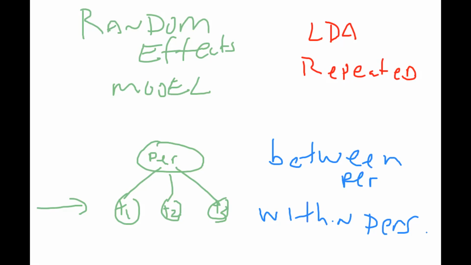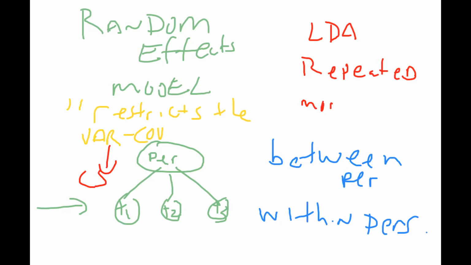Now with the random effects model, the one reason we don't go that route entirely is it restricts the variance covariance matrix and forces it to be compound symmetry. With the LDA, we have a little bit more flexibility with the variance covariance matrix.